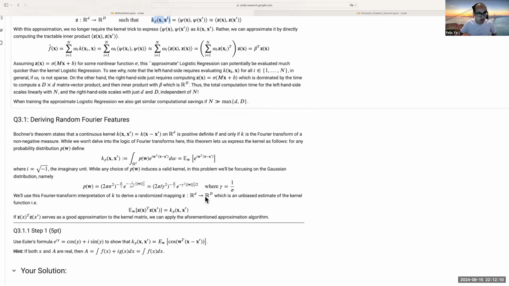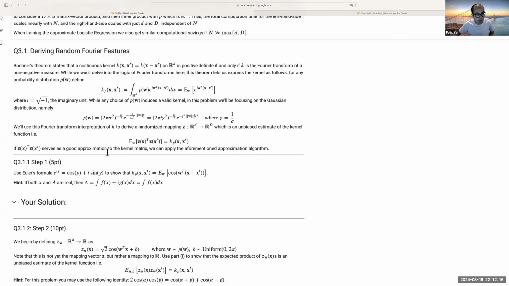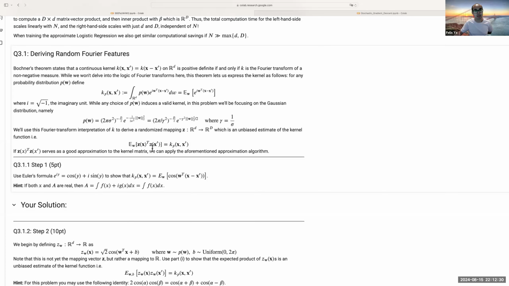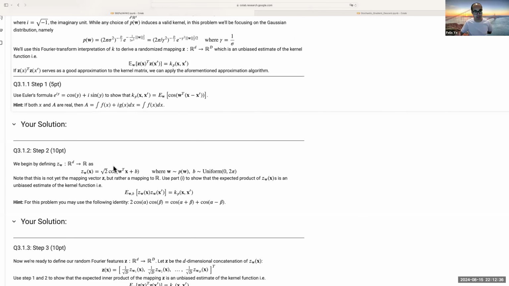So everything right here for 3.1, I will guide you through and derive everything one by one for this part. And what does that actually mean if we choose this Z in a very particular way? The Z that we choose right here is basically square root of 2 times cosine of the inner product of W and X, plus B. This W here follows the Gaussian distribution, and B is uniformly distributed between 0 and 2 pi.